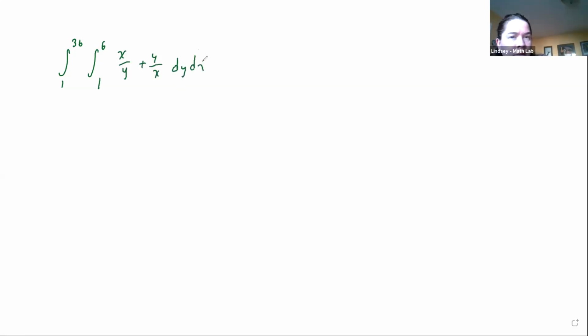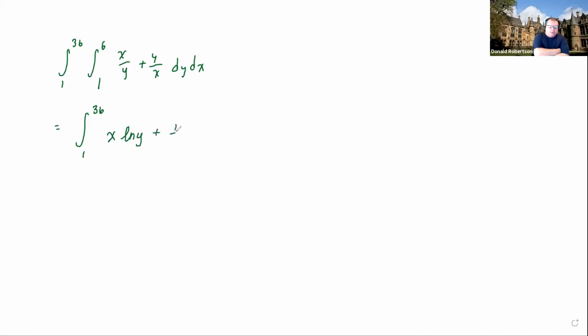Right. So it is 36 to 1, 6 to 1, and it is x over y plus y over x dy. When I've started this, we're integrating with respect to y first. So what I've done is x ln of y for the first one. Looks good. Plus 1/2 y squared over x. Looks good again. You haven't done anything wrong there.